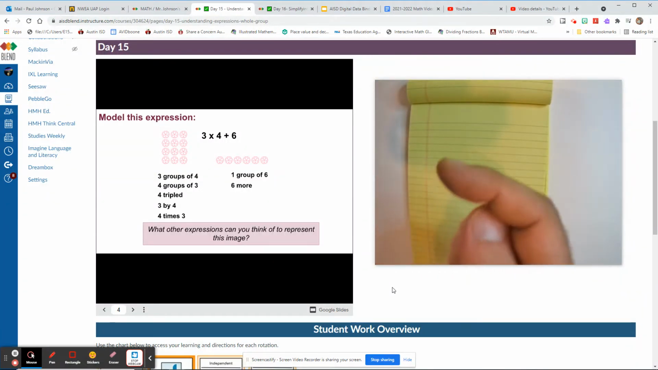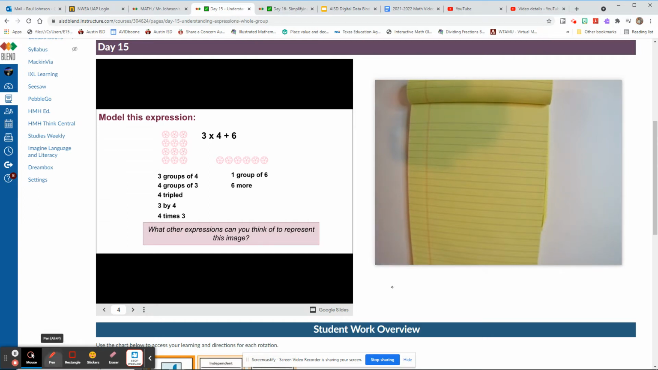So if you look over there, that way, there are some explanations of different ways to say the expression that we were looking at. As you can see, let me get my handy dandy pen out. Here we go. So over here, to explain this picture, they said 3 groups of 4 or 4 groups of 3, 4 tripled, 3 by 4, 4 times 3. All of those mean the same thing. All of those were essentially 3 times 4 or 4 times 3. All of those equaled 12.